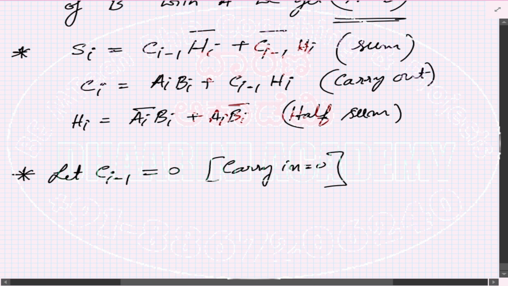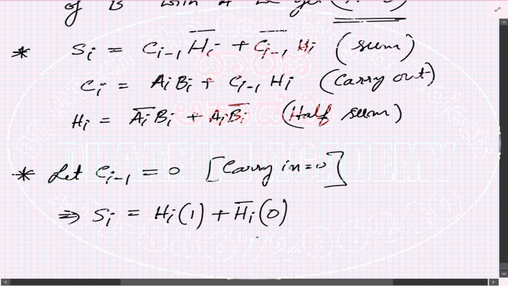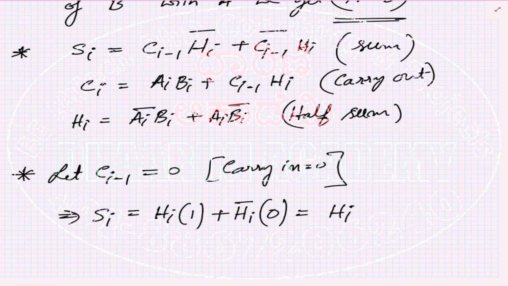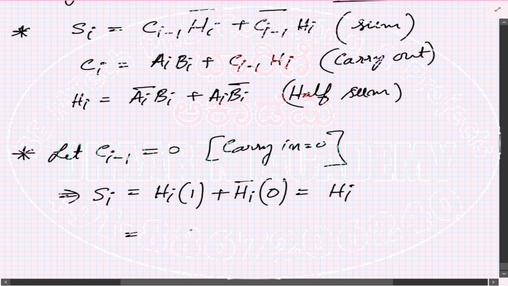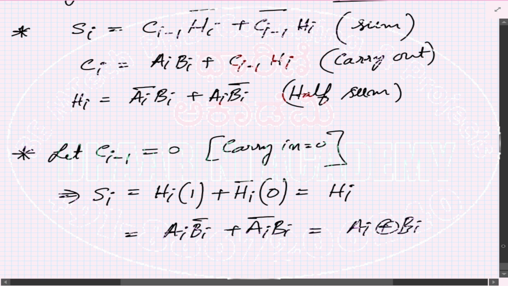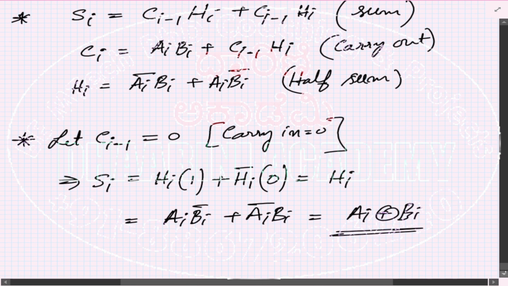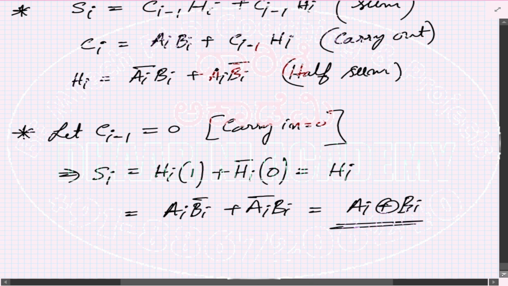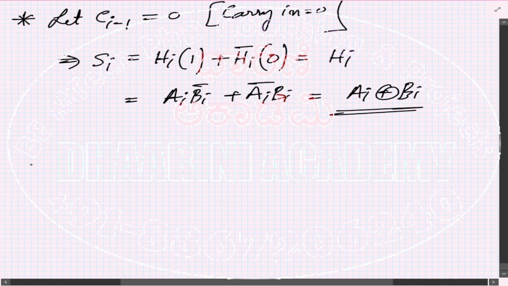Now let's look at the effect of this on the sum. As I know, SI becomes equal to HI into CI minus 1 complement. CI minus 1 is 0, so this is 1, plus HI complement into CI minus 1, which is 0, correct? So you can see that this is simply HI. But what is HI? HI is equal to AI BI bar plus AI bar BI. So what is this? This is the XOR operation, AI XOR BI. So how do you perform the XOR operation now? Simply make CI minus 1 zero and give your A and B inputs.